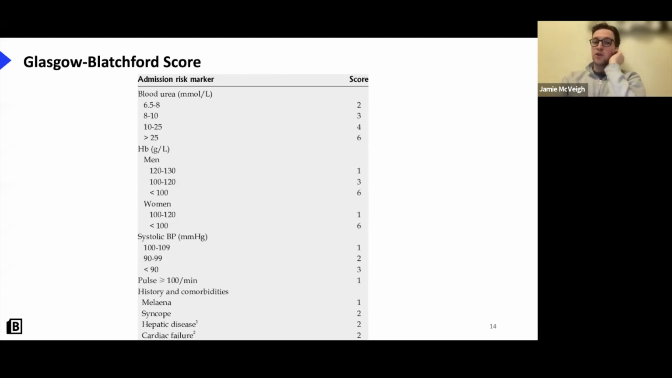Interpreting the Glasgow-Blatchford score, basically, if it's 0, they don't need an OGD. If it's more than 0, they do. And if it's more than 5, they need it urgently. Okay, so that's worth remembering. So yeah, that's what this guy needs, and he goes on to have an OGD.